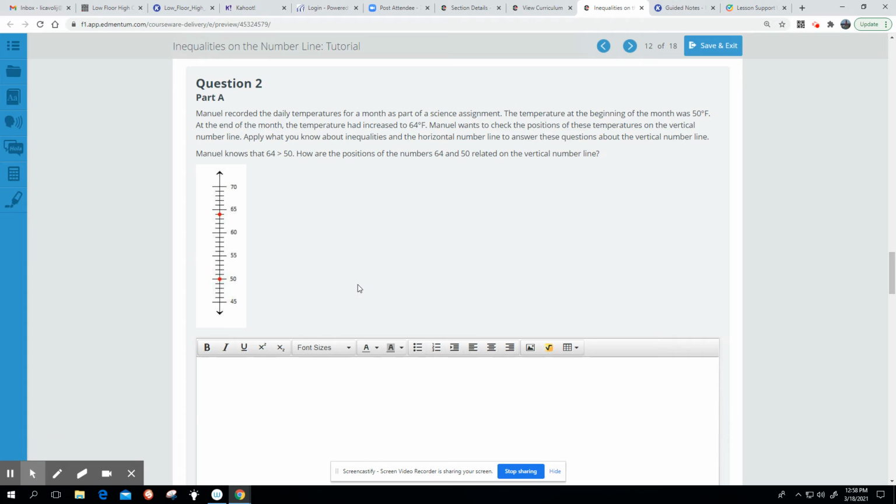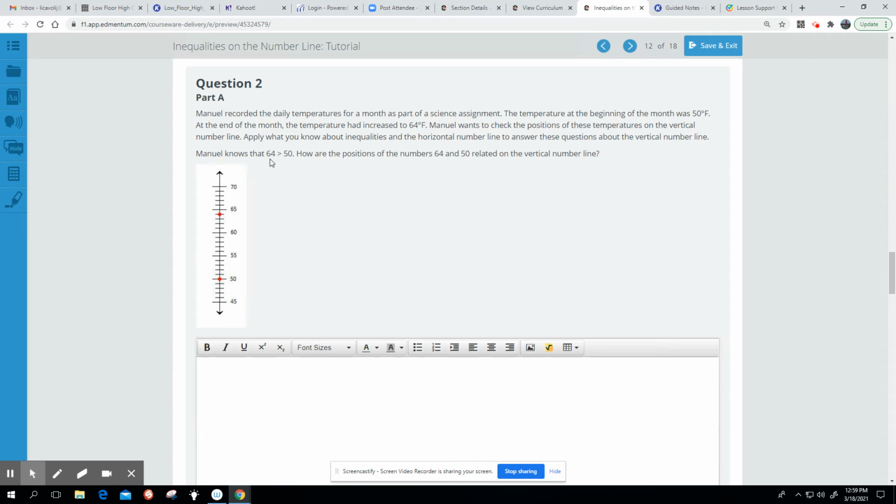Manuel recorded the daily temperatures for a month as part of a science assignment. The temperature at the beginning of the month was 50 degrees Fahrenheit. At the end of the month, the temperature had increased to 64 degrees Fahrenheit. Manuel wants to check the positions of these temperatures on the vertical number line. Apply what you know about inequalities on the horizontal number line to answer these questions about the vertical number line.